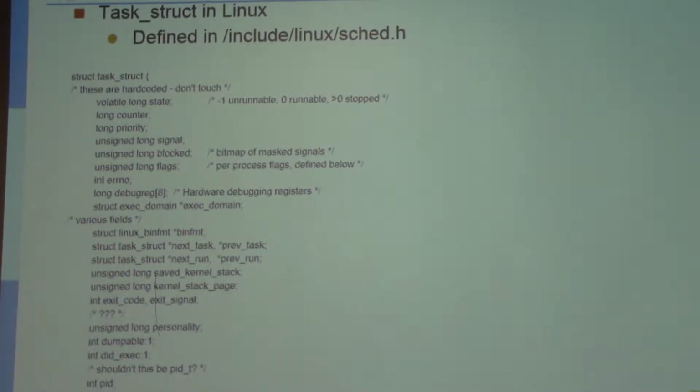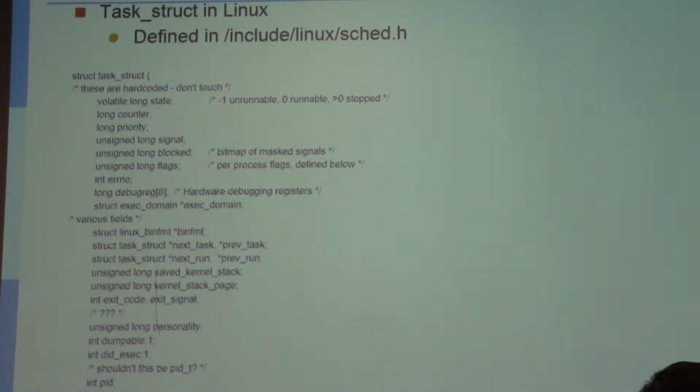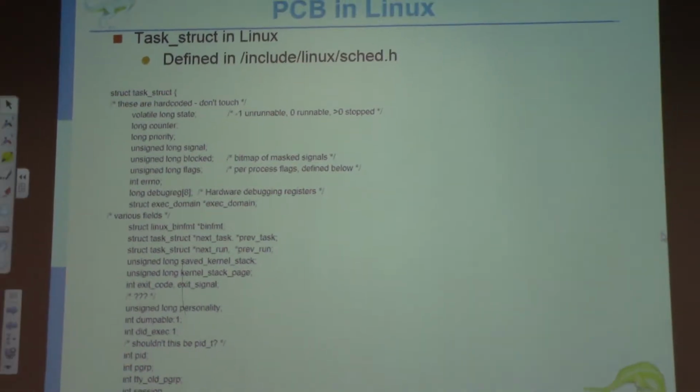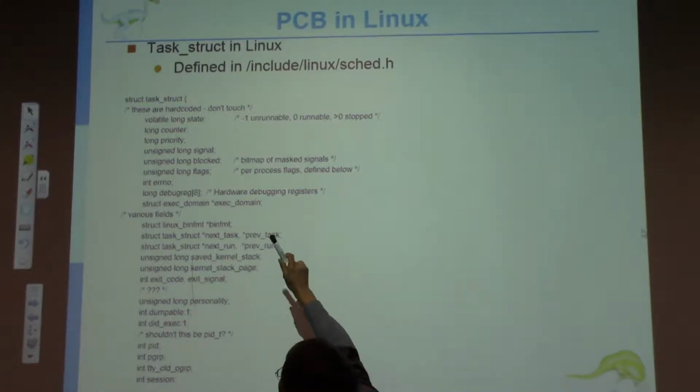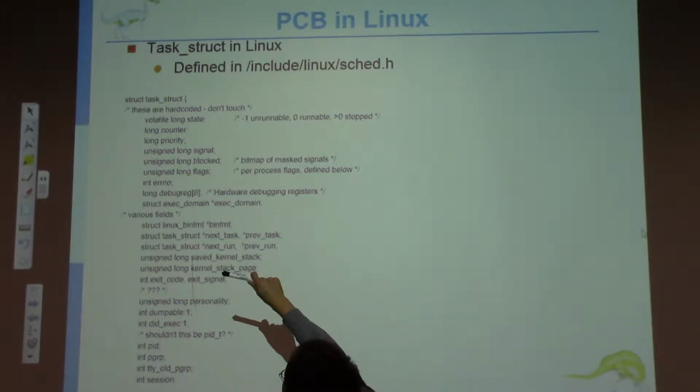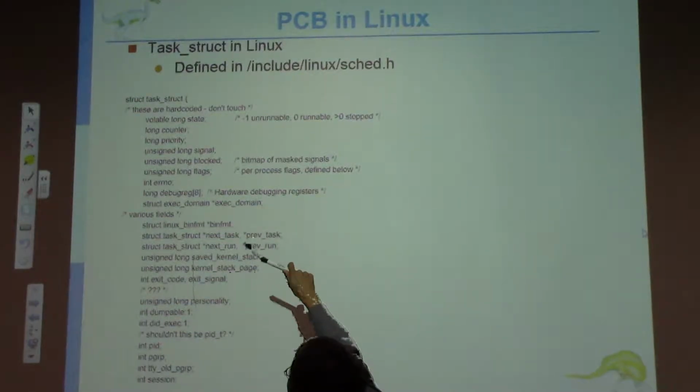Anyway, PCB is what? A data structure. This is the data structure defined in your operating system program. I think it is in a header file. You can find such a header file in the kernel source code of your operating system. So you can see, for example, counter is defined as a long long, priority is long, unsigned long is a signal, and so on.